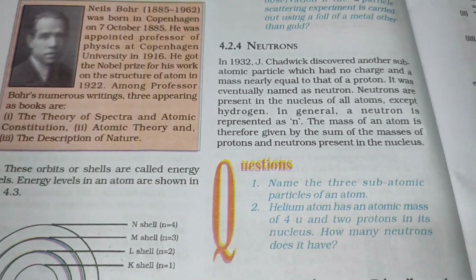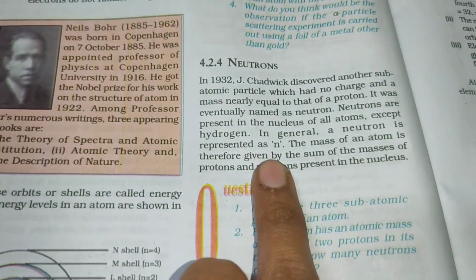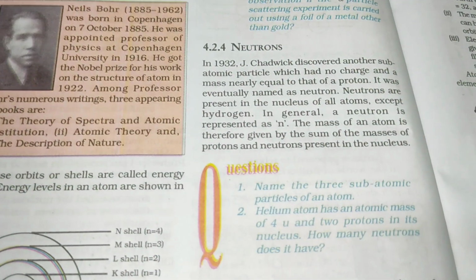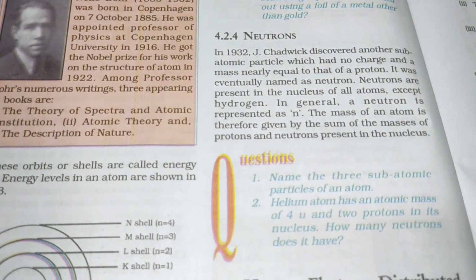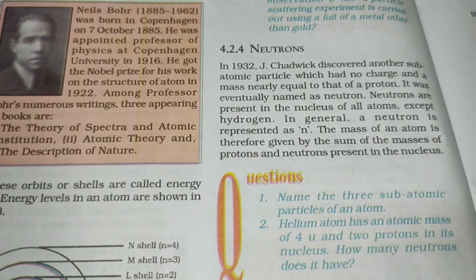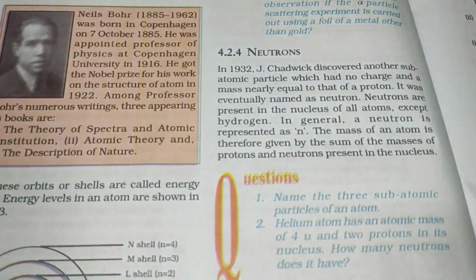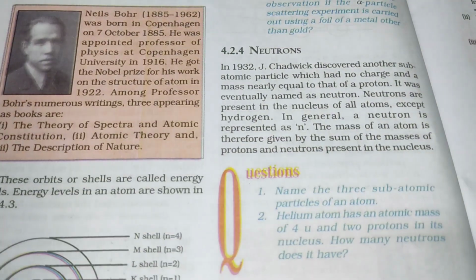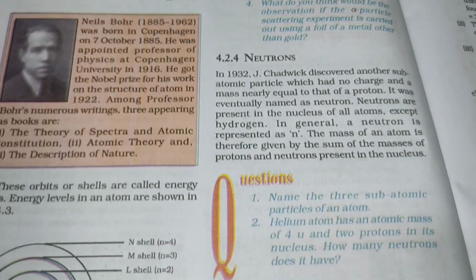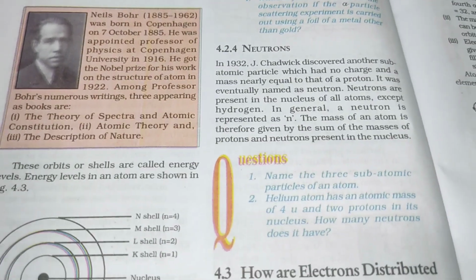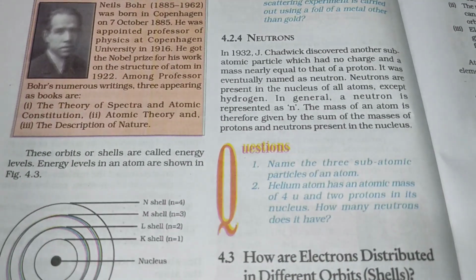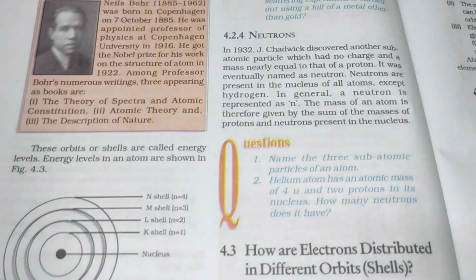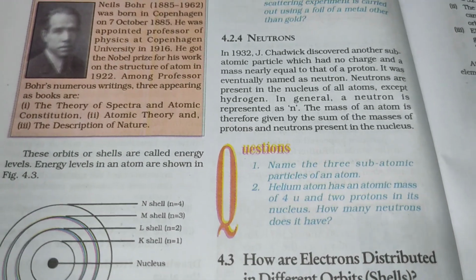A neutron is generally represented by n. Because the mass of an electron is negligible, we cannot consider it. We can take the mass of an atom as the sum of the masses of the protons and neutrons in the nucleus. Like this, we can give the mass of the atom by adding the mass of the protons and neutrons.